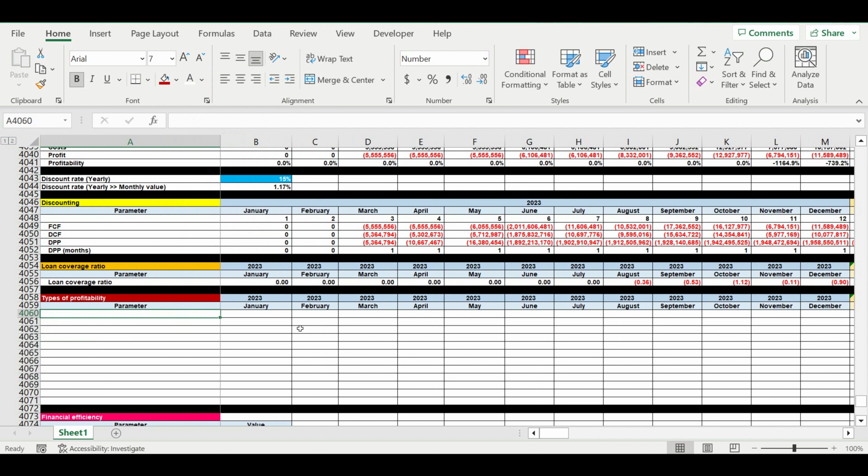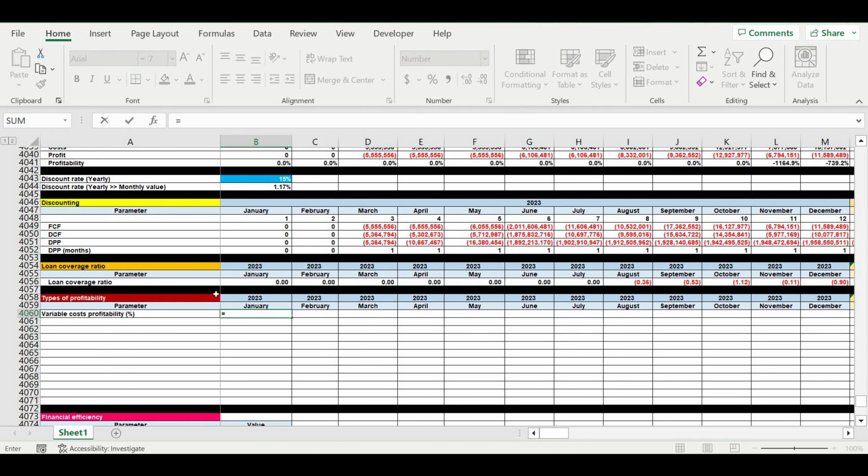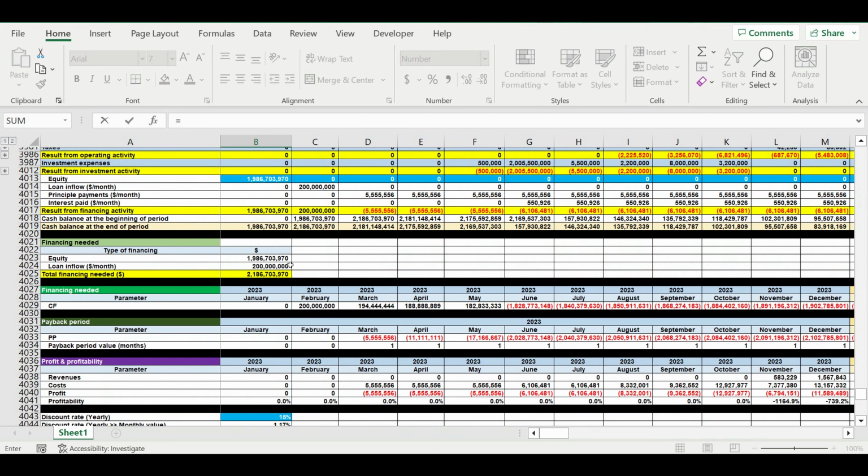So the first type of profitability will be, let's say, variable cost profitability. Variable cost profitability.